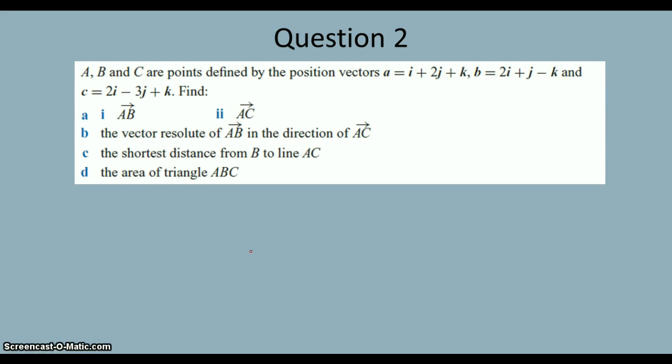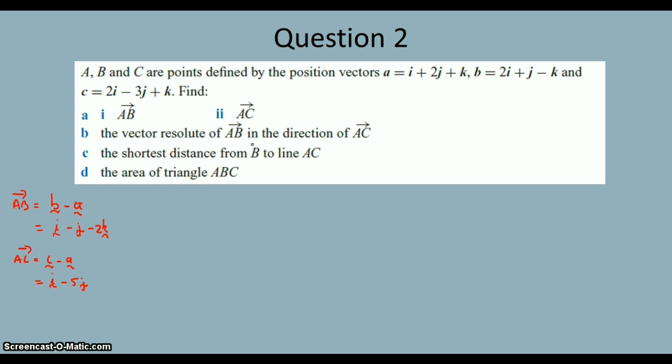Okay, question 2 in our vector projections. Make sure you read through the booklet first and have a go at the question, and then we can go through it together here. Okay, so question A is asking us to find an expression for vector AB. So vector AB is vector B minus A, which is i, j minus 2j is minus j, k minus 3k is minus 2k. Vector AC is C minus A, which is equal to 2 minus 1, which is i, minus 3 minus 2 is minus 5j, and k minus k is 0.